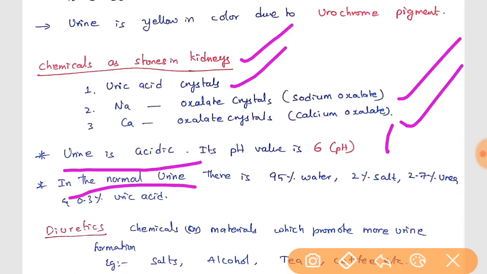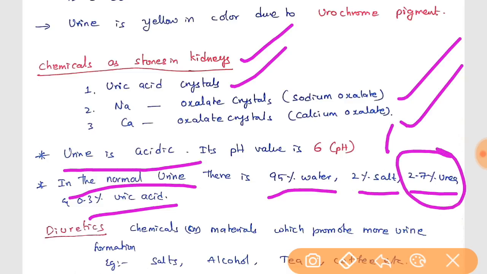In normal urine there is 95% of water, 2% of salt, 2.7% of urea and 0.3% of uric acid. So mostly in humans, urea is present, friends, when compared to uric acid.